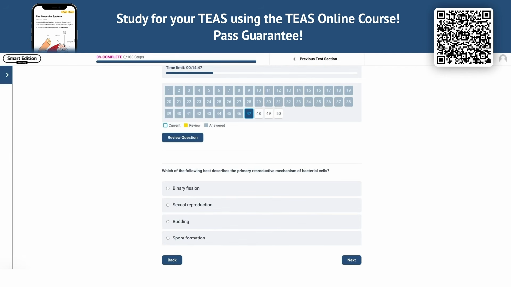So for this question, the correct answer is actually A, binary fission.